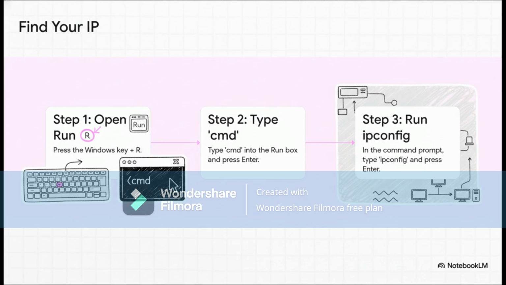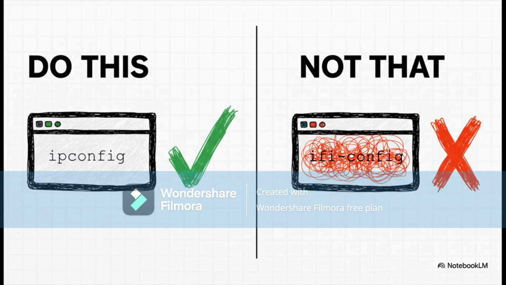And finally, just type ipconfig. That's IPCONFIG and press Enter. And hey, here's a quick exam tip for you. So many people make this mistake. They type ifconfig. That's a command for a totally different system. For Windows, you've got to remember, it's ipconfig.